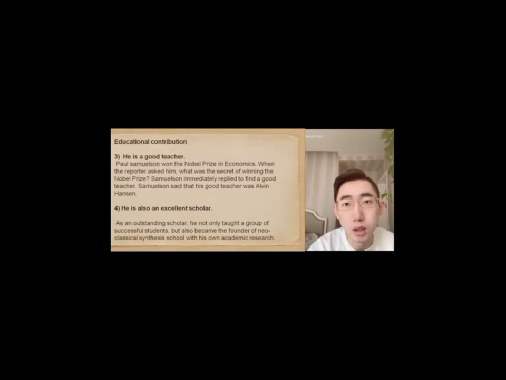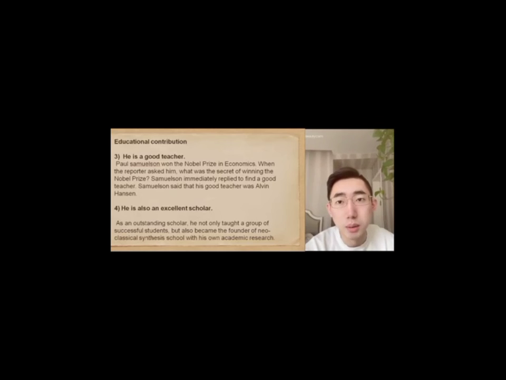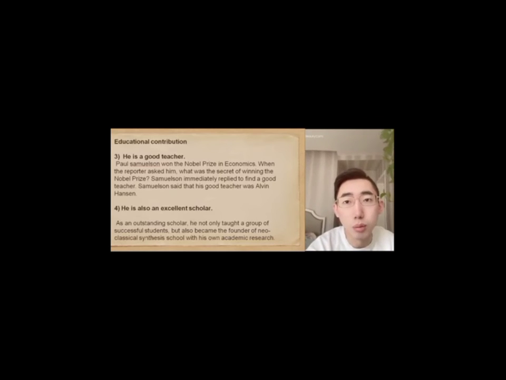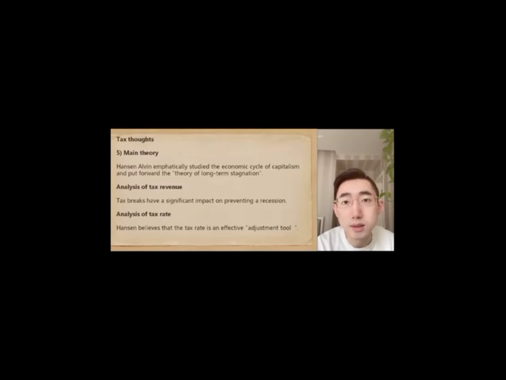The market economy is still the foundation, but the government's role in the economy is becoming more and more important. He believes that this economy is superior to the purely private economy and overcomes some of the disadvantages of the market economy, but it is not the kind of centralized planned economy. And what about his tax thoughts?